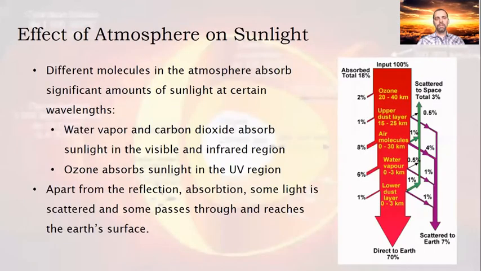Different molecules absorb sunlight at certain wavelengths. For example, water vapor and carbon dioxide absorb sunlight in the visible and infrared region. But ozone absorbs sunlight in the UV region. We learned that UV is quite dangerous. Therefore, we should protect our ozone layer.